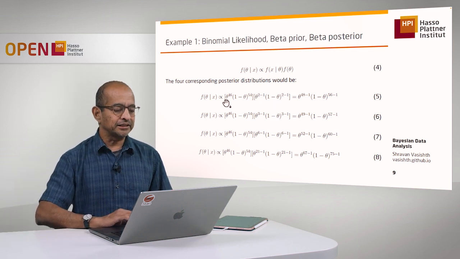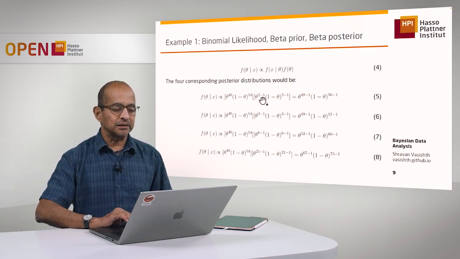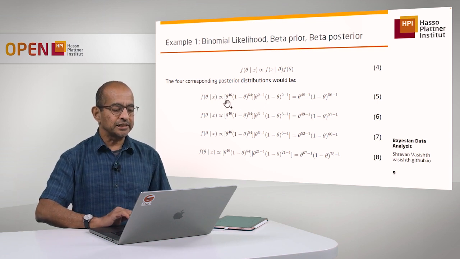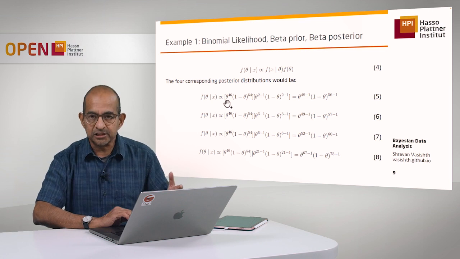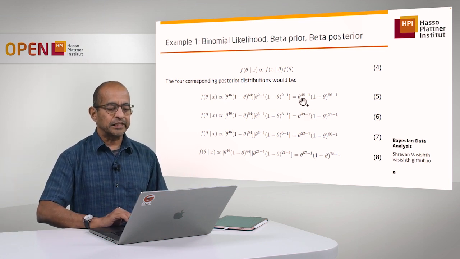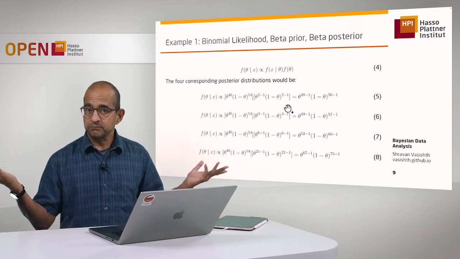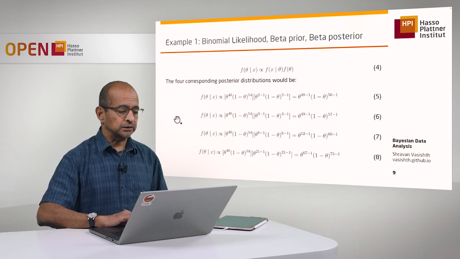Because I've got theta to the power of 46 here, and I've got theta to the power of 2 minus 1 here. So what is going to be the result of this multiplication? It's going to be theta to the power of 46 plus 2 minus 1, right? So that's how I end up with 48 minus 1 here. And similarly for 1 minus theta, I'm just adding up exponents. That's it. I'm not doing anything special here.